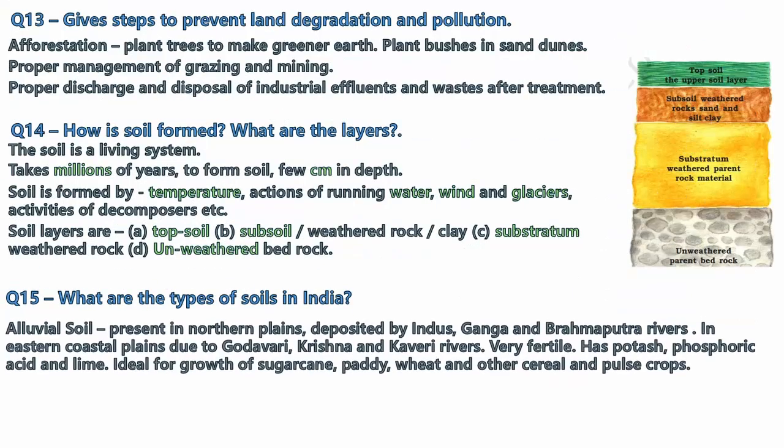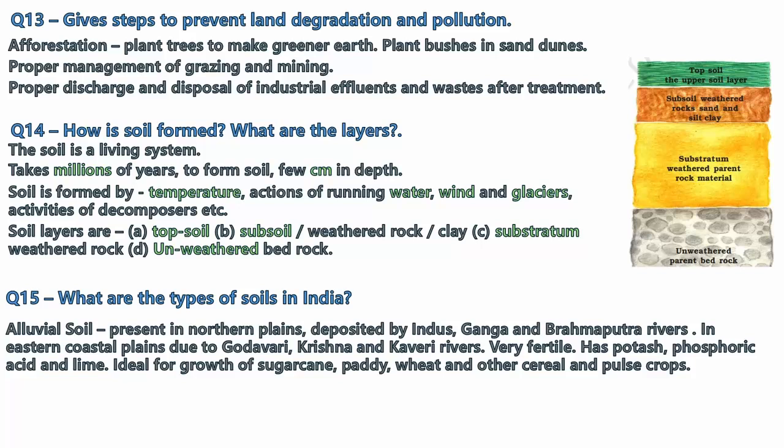What are the types of soils in India? See, we have alluvial soil, which is very fertile. This is present in the northern plains and deposited by the Indus, Ganga and Brahmaputra rivers. Okay, so what happens is when these rivers flow from the top of the mountains, they bring fertile soil and deposit it on the plains of India, northern plains. In the eastern coastal plains, due to the Godavari, Krishna and Kaveri rivers, alluvial soil is present. Okay, so alluvial soil is a soil which is brought on the plains because of the flow of rivers.